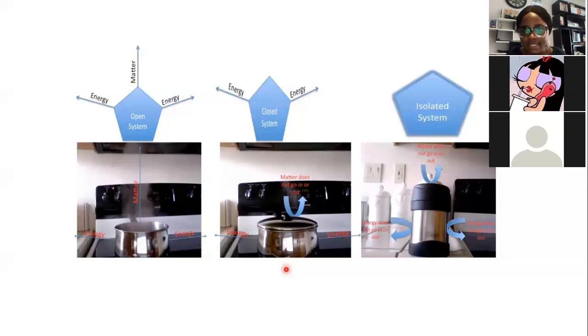Then an isolated system is your food flask. You have your flask. The surrounding within this flask is some kind of insulation to keep the temperature. So matter does not go in or out. Neither does energy go out of it because it has been insulated.